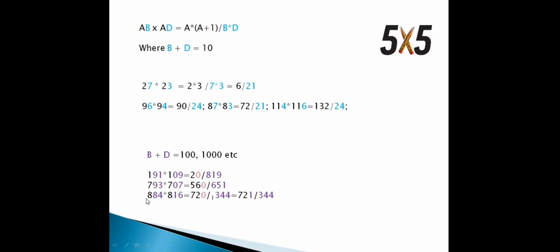Similarly, you can observe other two numbers as well. 793 into 707. Again, 93 plus 7 gives you 100. And 7 must be multiplied with its next digit, 56 and 0 included. And 93 into 7 becomes 651. Similarly, 884 into 816, which gives you 720 plus 1344. Again, this carry thing comes because here the base is 1000 seemingly, and we can place only 3 digits according to 1000 as base. So we are going to carry 1 here. So that becomes 721, 344.